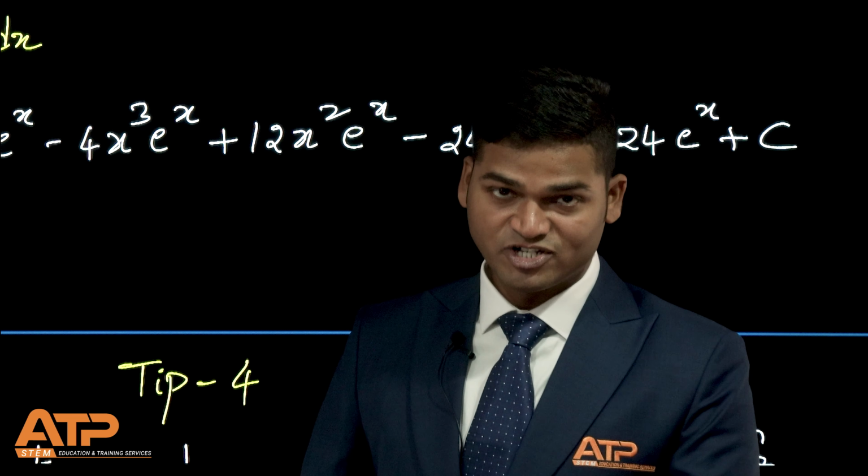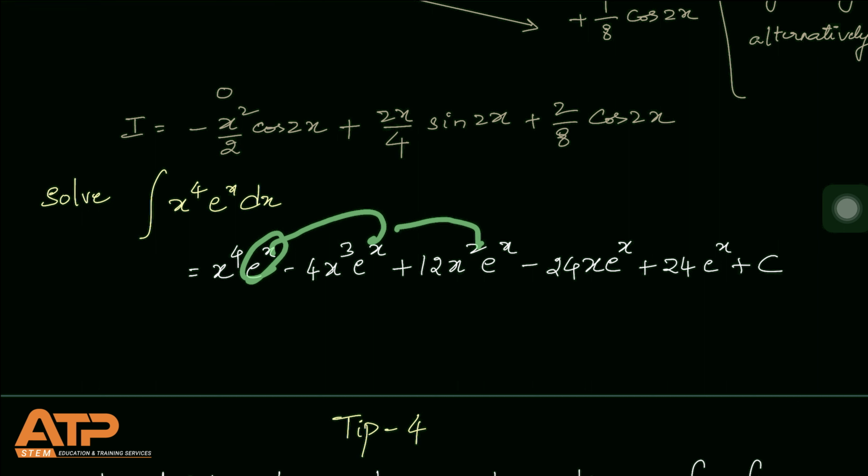So the e power x integration is the same each time: e power x, e power x, e power x. And the signs alternate: minus, plus, minus, plus. So we got it just like that.